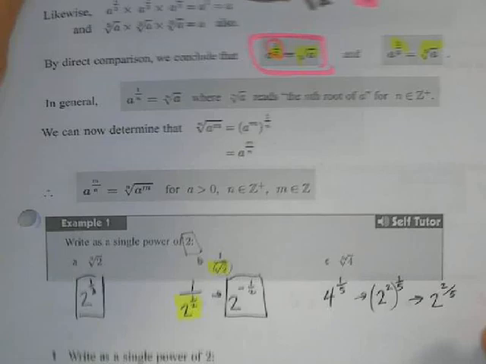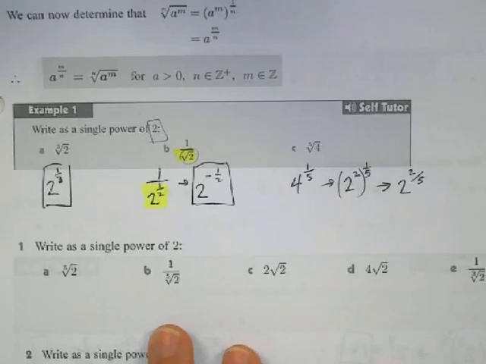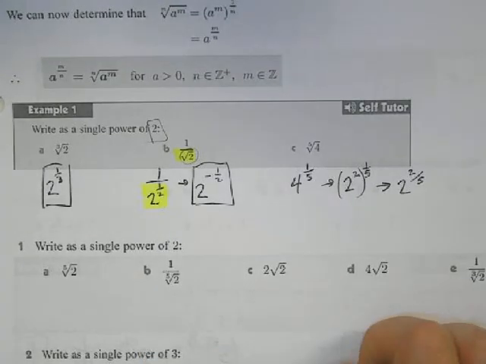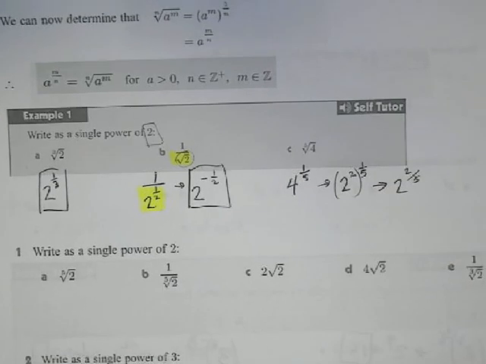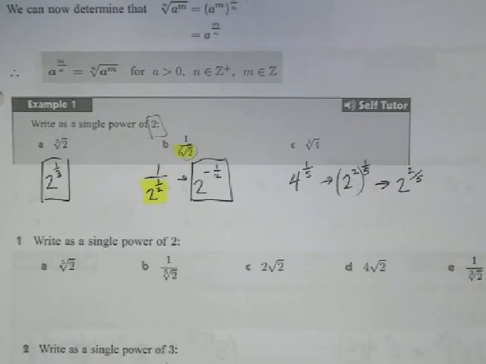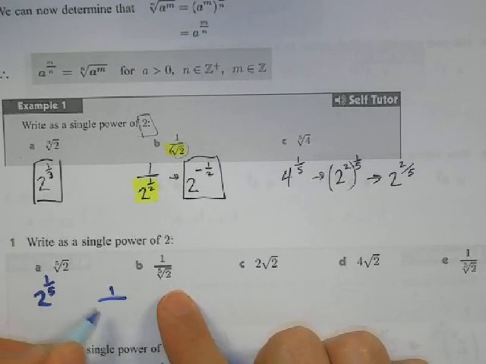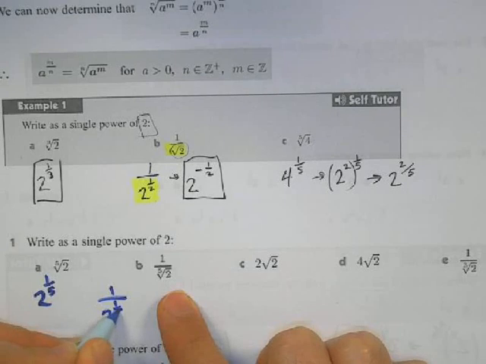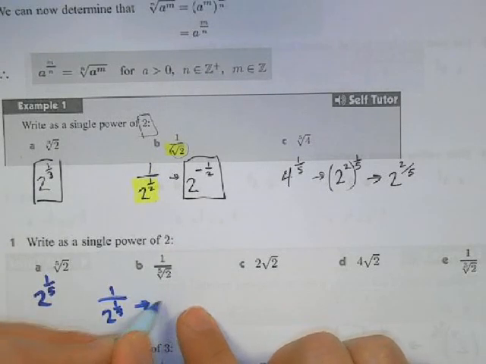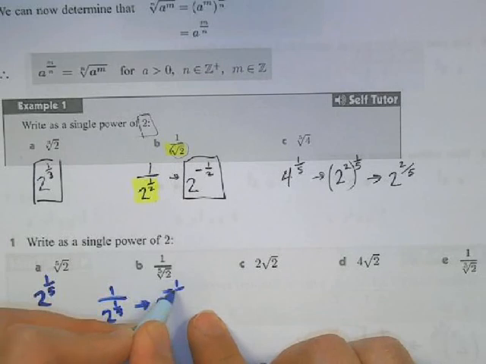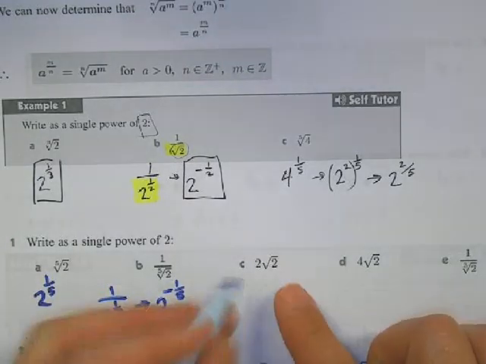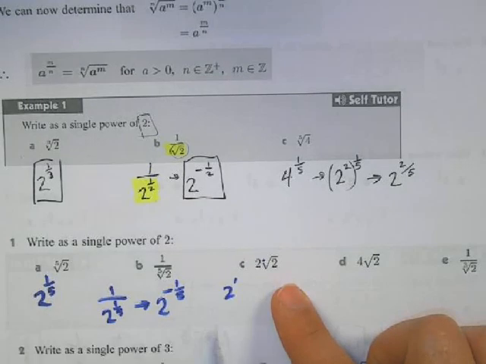So let's do a couple more here. Here I've got 2 to the 1/5 power. Here I've got 1 over 2 to the 1/5 power, and I can rewrite that as 2 to the negative 1/5 power. Okay, here I can think of this as 2 to the power of 1 times 2 to the power of 1/2.